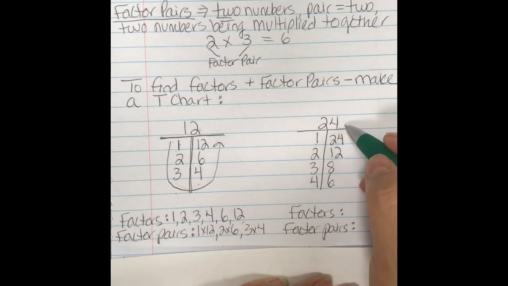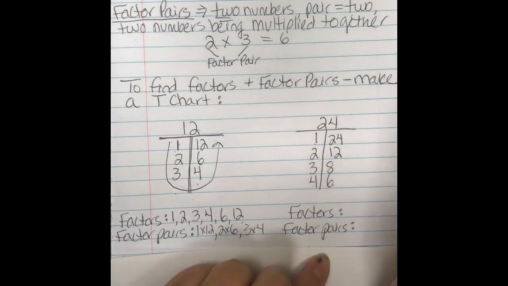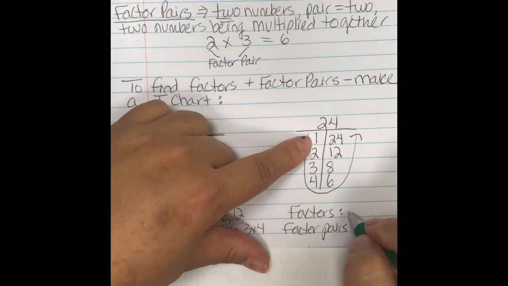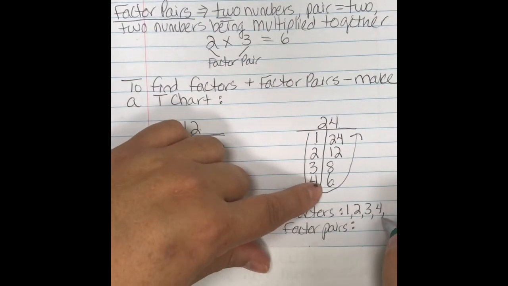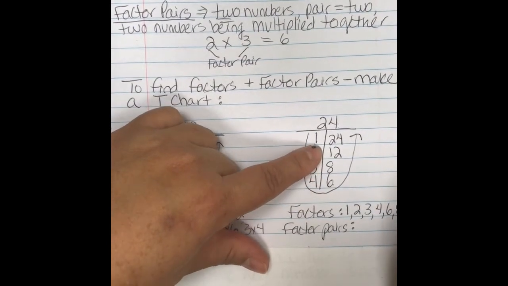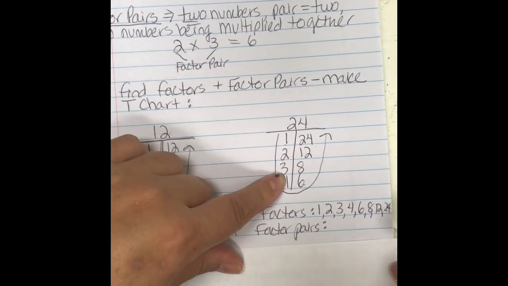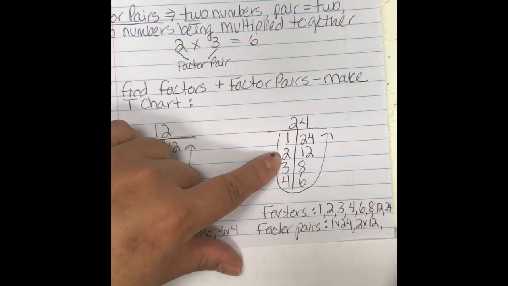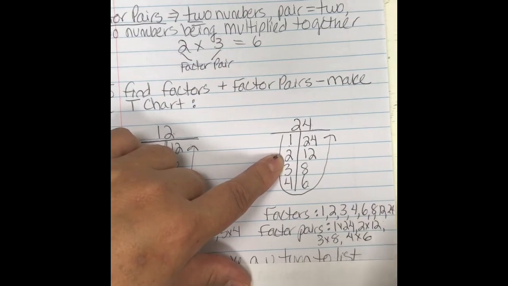Okay, sometimes these T-charts can get quite long, especially for the larger numbers. Okay, so now I know I'm going to go in a U-turn to list my factors. So I'm going to start with 1, 2, 3, 4, then I'm going to jump to 6, 8, 12, and ooh, let me squeeze it in there, 24. You can see it on the side of my notebook. Now for factor pairs, I'm going to do 1 times 24, 2 times 12, 3 times 8, and 4 times 6 are my factor pairs.